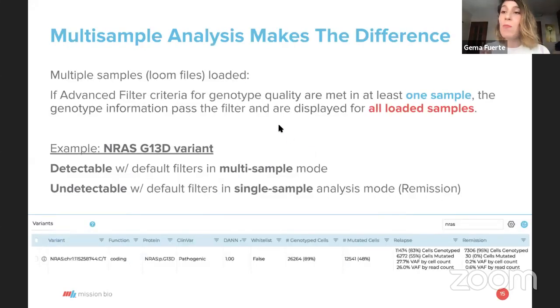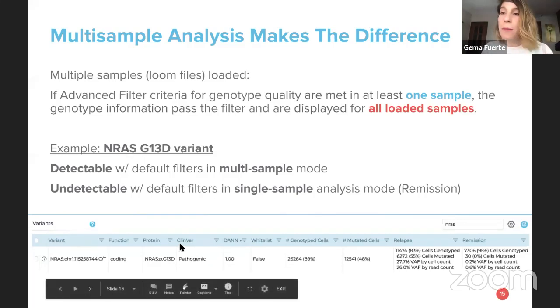That's why multi-sample analysis makes the difference, and it is so important. Let's look at this NRAS pathogenic G13D variant. Here we have 2 samples: a relapse and a remission sample. You might remember from previous sessions that you get the variant, the function, the protein, DANN score, the percentage of genotyped cells, percentage of mutated cells, and then the information on the 2 time points.